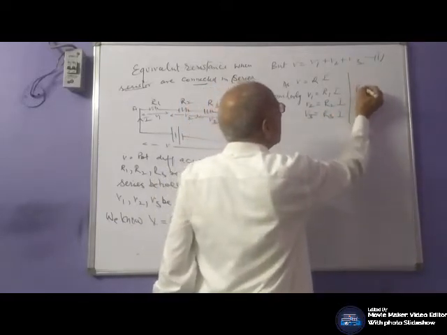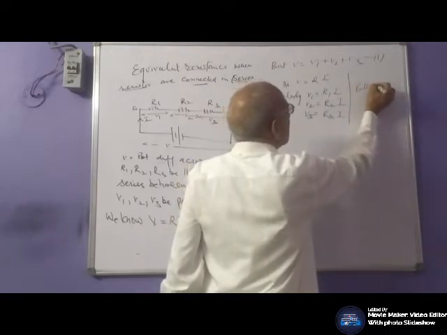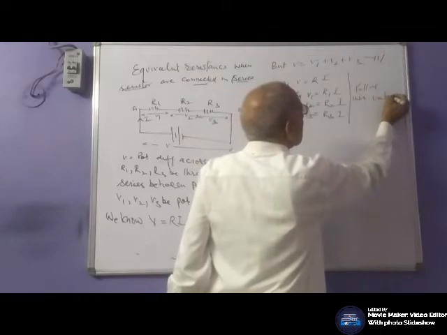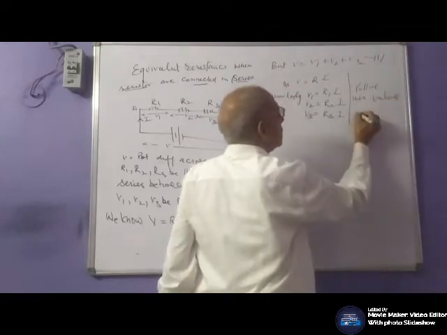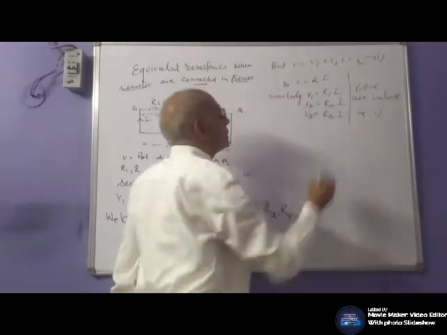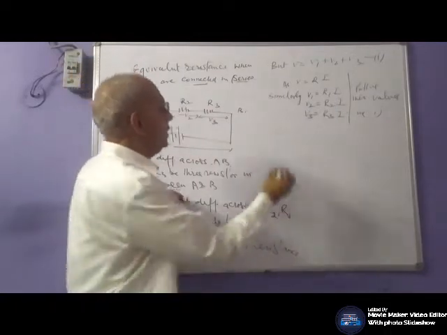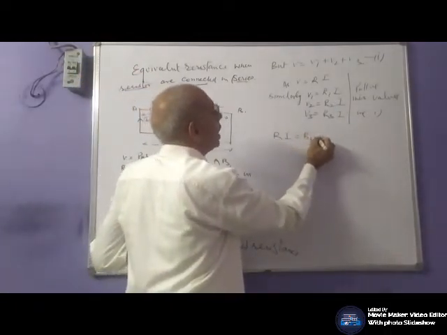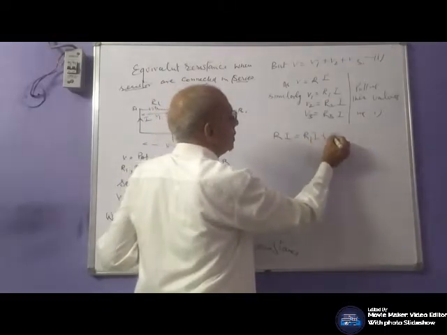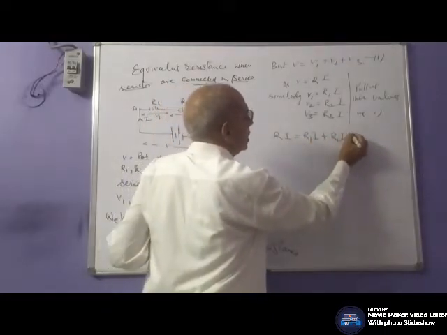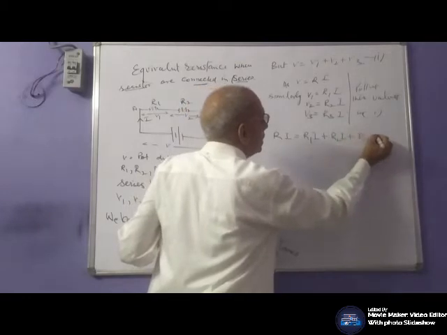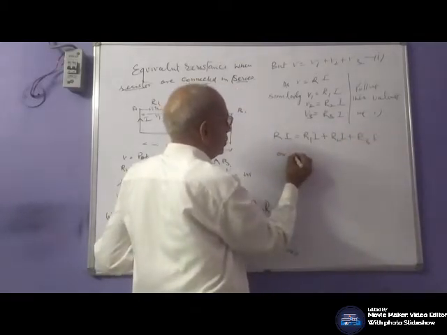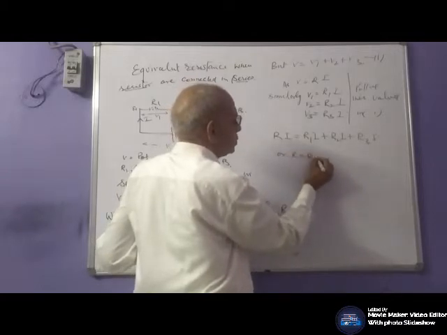Putting these values in the first, V = RI, V1 = R1I, R2I, R3I, or I cancels common, R = R1 + R2 + R3.